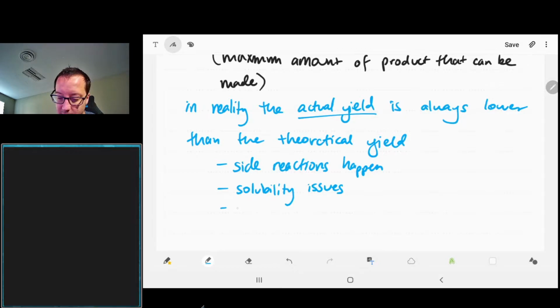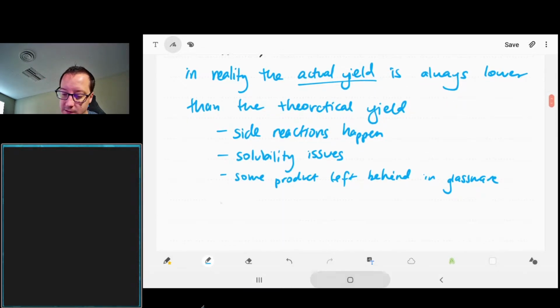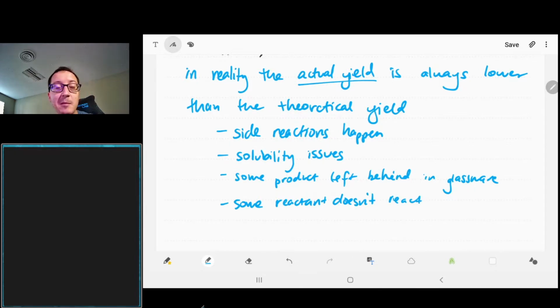There's just kind of some product you leave behind in your glassware. It's hard to scrape every last bit of it out, so you do lose a little bit there. Or some reactant doesn't react for any number of reasons. Maybe it got trapped inside a particle or something. There's all sorts of reasons that we don't actually get the full yield of what we're looking for.